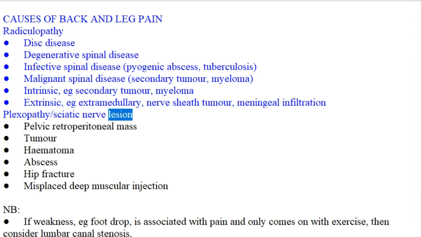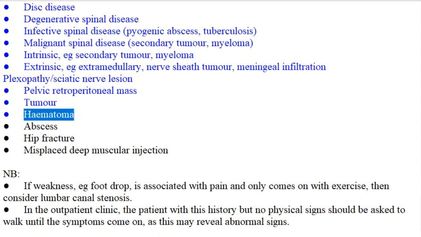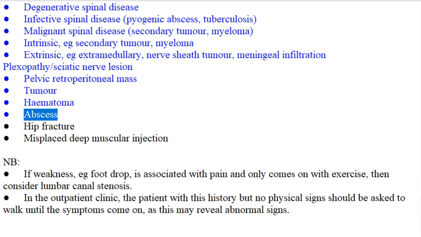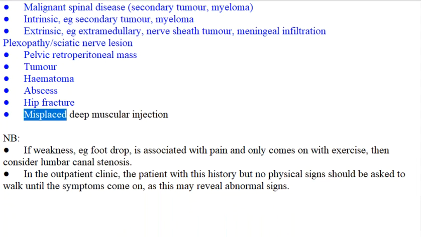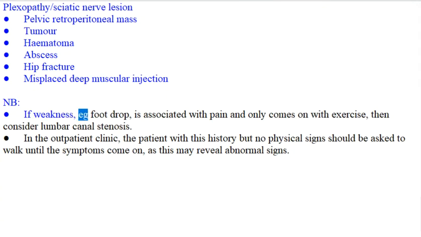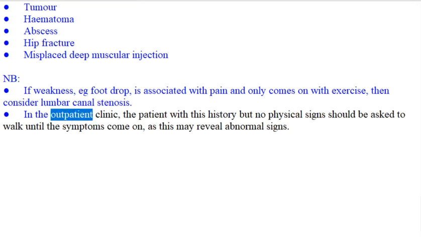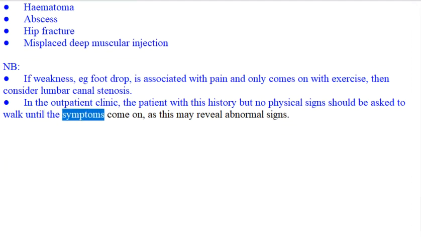Plexopathy/sciatic nerve lesion. Pelvic retroperitoneal mass. Tumor. Hematoma. Abscess. Hip fracture. Misplaced deep muscular injection. NB. If weakness, e.g. foot drop, is associated with pain and only comes on with exercise, then consider lumbar canal stenosis. In the outpatient clinic, the patient with this history but no physical signs should be asked to walk until the symptoms come on, as this may reveal abnormal signs.